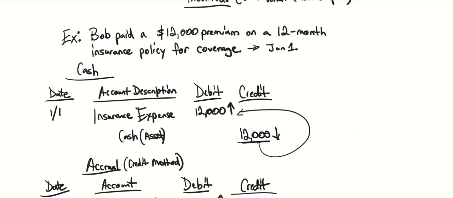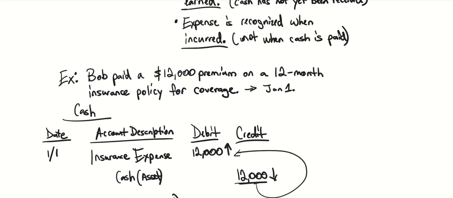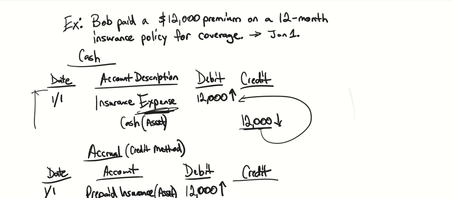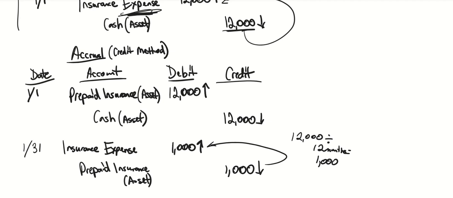Okay, so here's the example for the cash method. Given this example, Bob paid a $12,000 premium on a 12-month insurance policy for coverage beginning January 1st. And this is the only entry that needs to occur because the expense here is recognized due to the cash being spent. And that's it. Pretty simple when it comes to cash. The accrual method is different. When the cash is spent in advance, you're not recognizing the expense yet because it hasn't occurred yet. You haven't used up that insurance coverage yet.